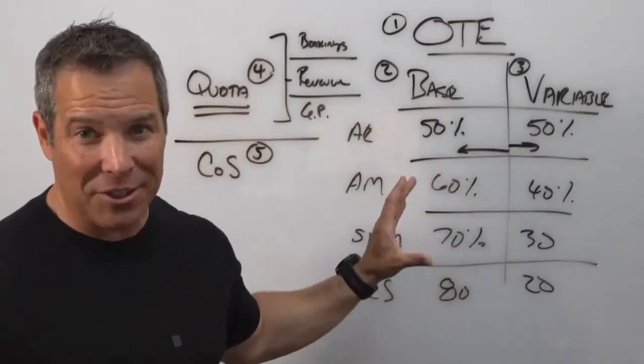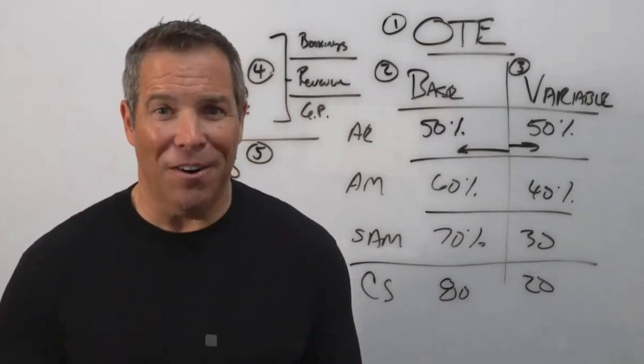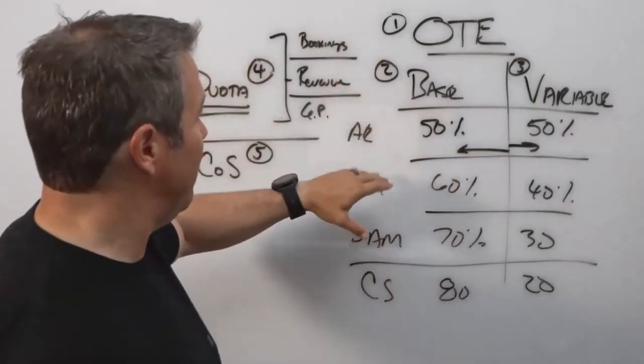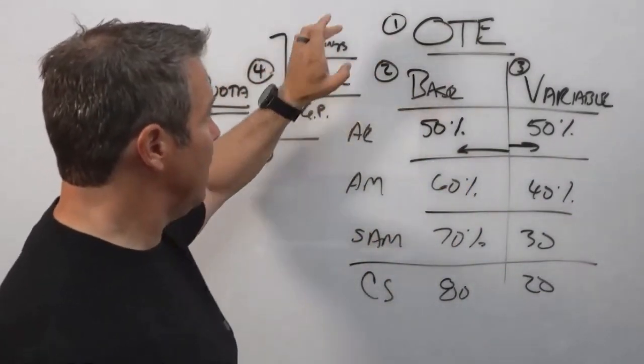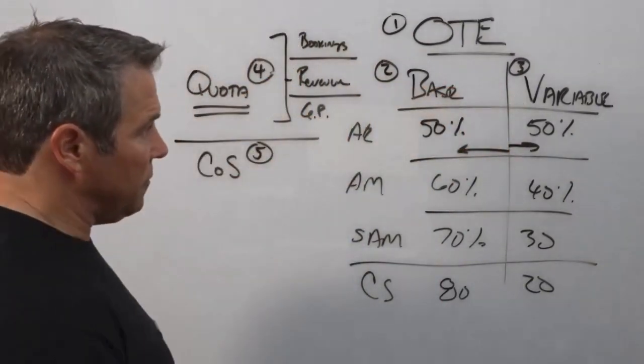Because I want to share a practical example. And this will show up in the Whiteboard Wednesday version of the video. So we laid out the different components: OTE, base, variable, quota, cost of sale targets.